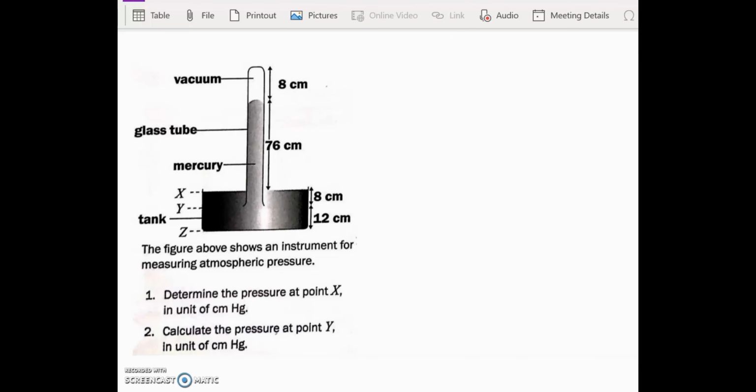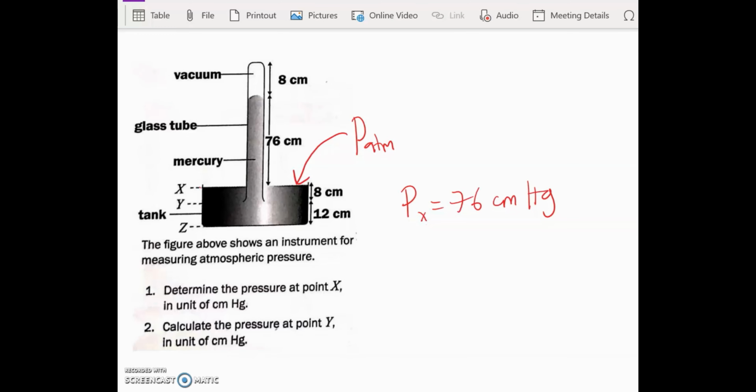Okay, so number 1, to determine the pressure at point X. X here experiences atmospheric pressure. So pressure at X is equal to atmospheric pressure, which is 76 centimeter Hg. The question doesn't ask you to convert to Pascal, so you leave the answer in centimeter mercury.